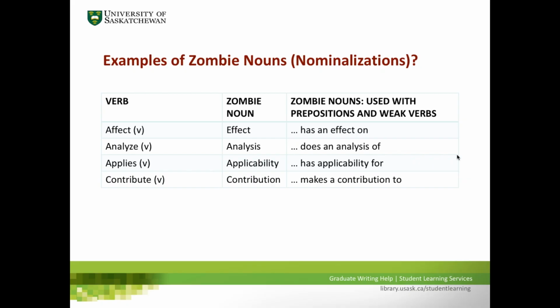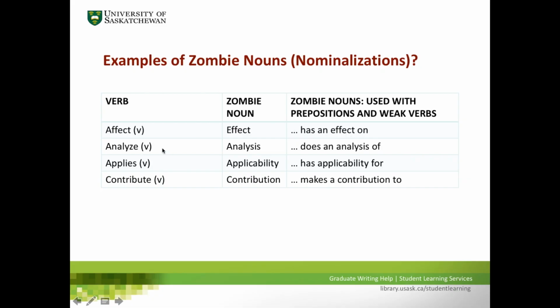So in this table on the left, we have verbs. In the middle column, we have zombie nouns that are formed from those verbs. And on the right, we have zombie nouns used with other words as substitutes for the verbs. So let's have a look at affect, the verb, and effect is the zombie noun derived from the verb affect. And then when you try to use the zombie noun as a verb, you have to add other words. So you have to add a helping verb, has, and then the zombie noun, and then a preposition.